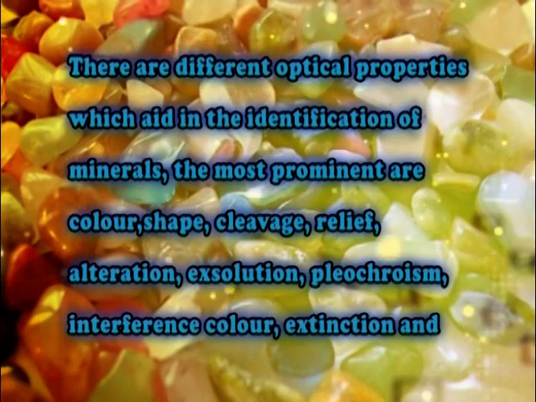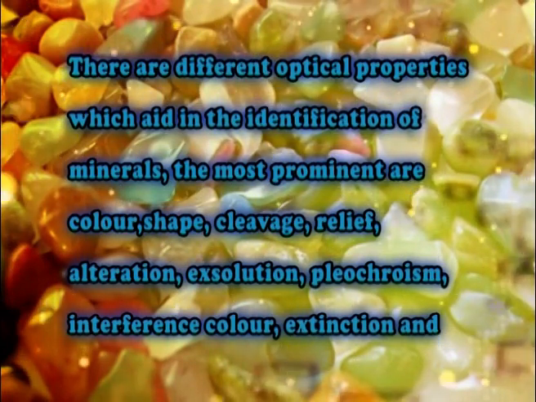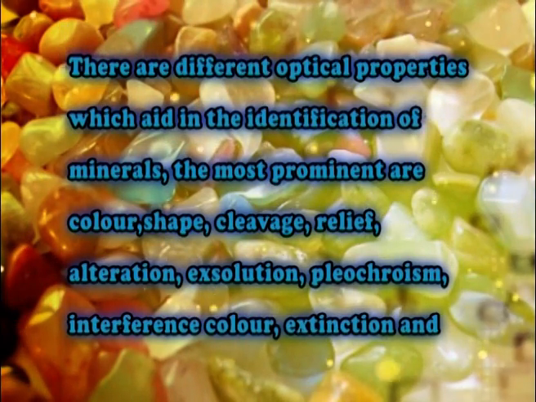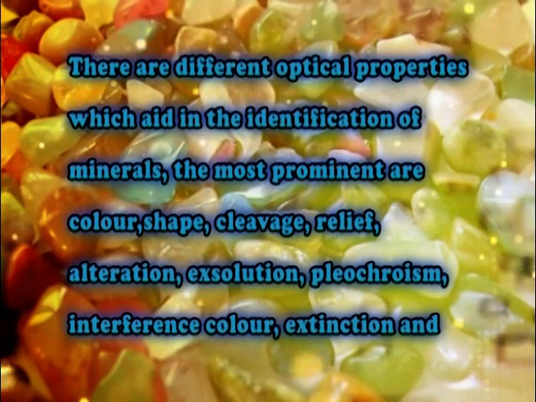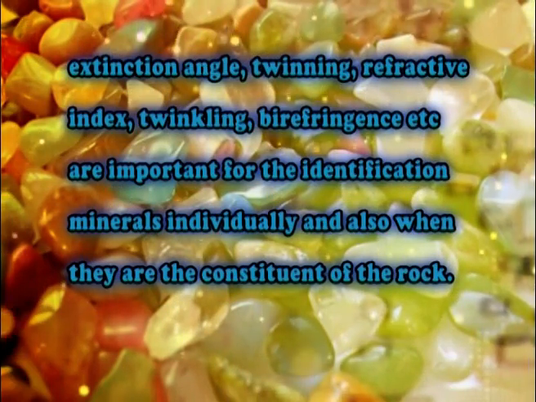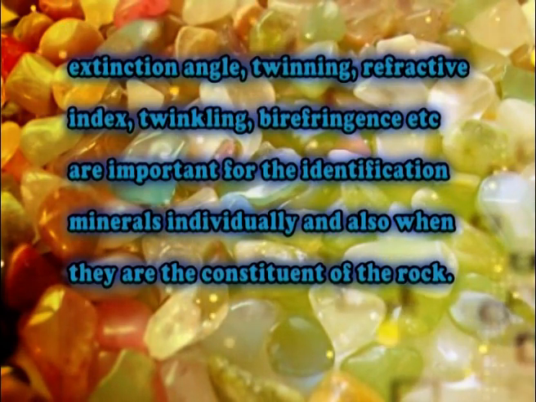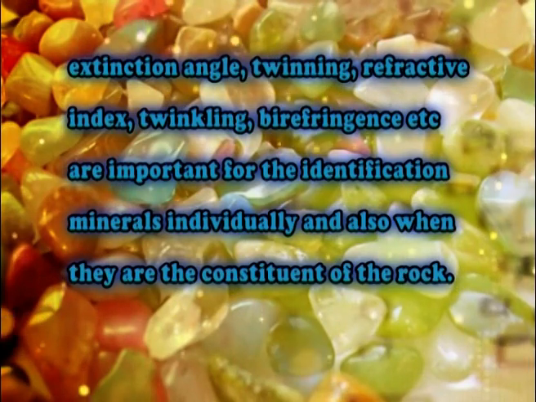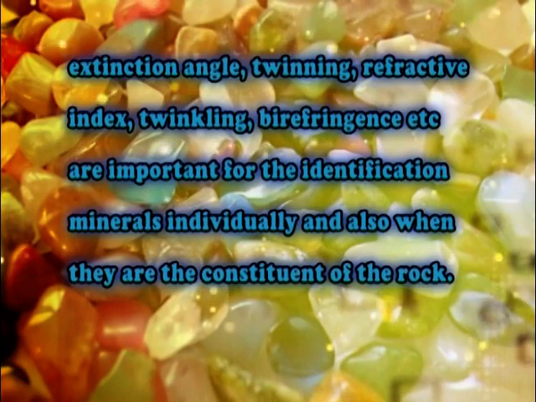There are different optical properties which aid in the identification of minerals. The most prominent are color, shape, cleavage, relief, alteration, exsolution, pleochroism, interference color, extinction and extinction angle, twinning, refractive index, twinkling, birefringence, etc. These are important for the identification of minerals individually and also when they are the constituent of the rock. Chemically, minerals are identified with the help of their composition. The composition of minerals nowadays can be determined with the help of sophisticated analytical techniques like X-ray diffraction, electron probe microanalyzer, atomic absorption spectrophotometer, inductively coupled plasma spectrophotometer, etc.